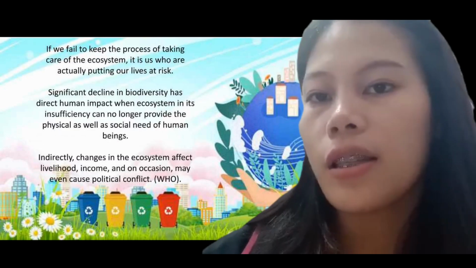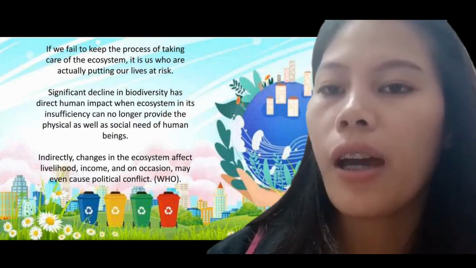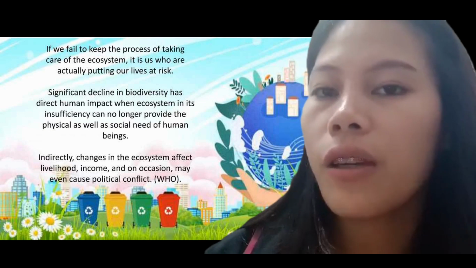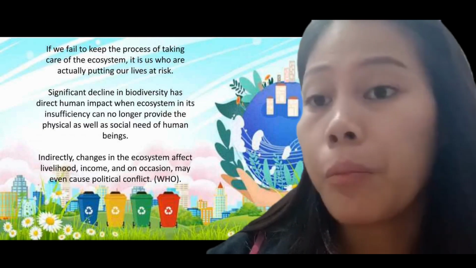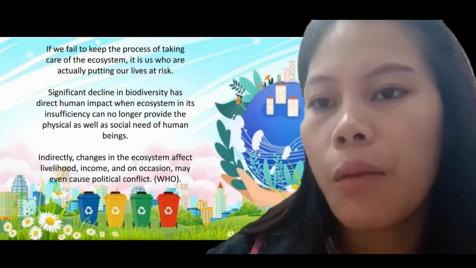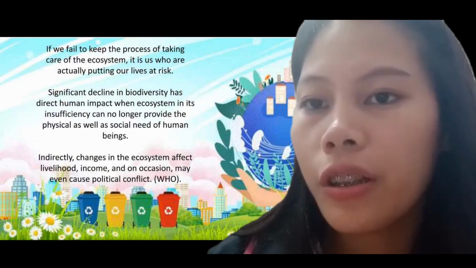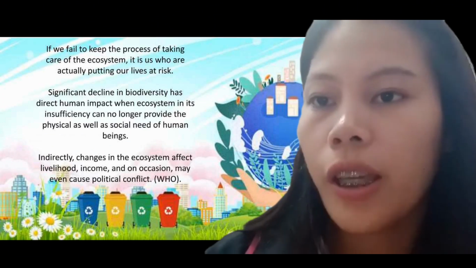If the ecosystem can no longer meet our social needs, then biodiversity loss can have significant direct human health impacts. And because of the changes or loss of our ecosystem, it may affect our livelihood, income, local migration, and on occasion, it can even cause a political conflict.